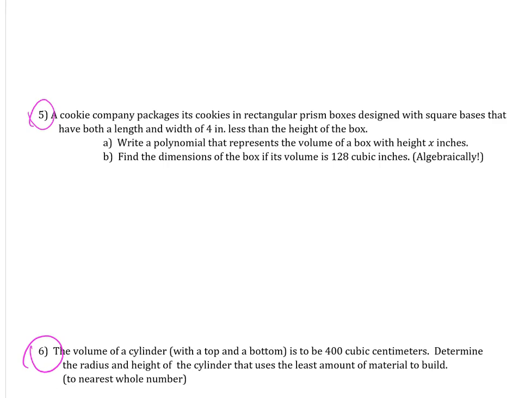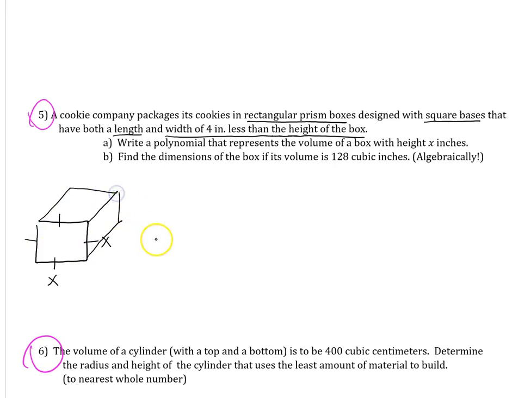A cookie company packages its cookies in a rectangular prism box designed with a square base that has both a length and width 4 less than the height of the box. Okay, so I'm going to draw a picture here. I'll actually have it on its side. So it's got a square base, and it says that the length and width are each 4 inches less than the height of the box.